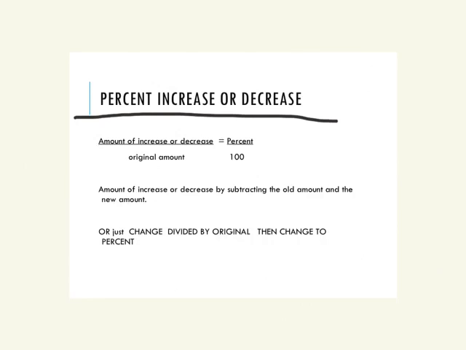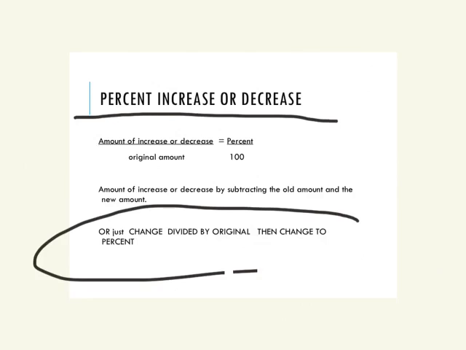If you want to find the percent increase or decrease, the easiest thing to do is just take the change that has occurred divided by the original price or the original amount, and then you change that to a percent. That's the easiest thing to do. Change divided by original, change it to a percent. The amount it's changed divided by the original, and then take that and change it to a percent. So go ahead and write that down, and then we'll get into one example here.